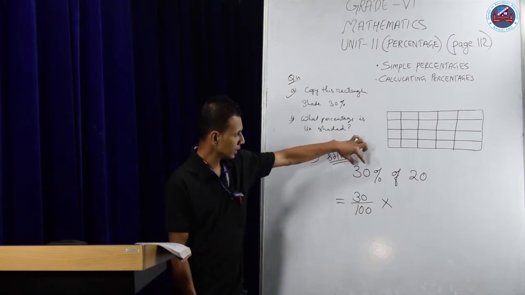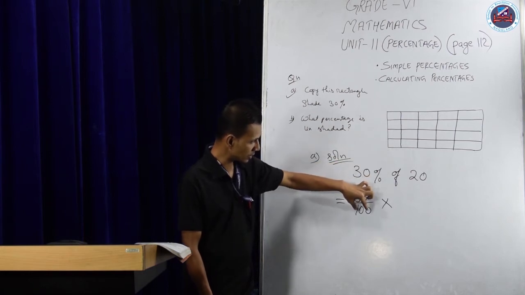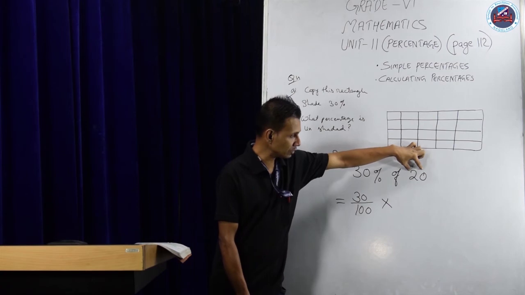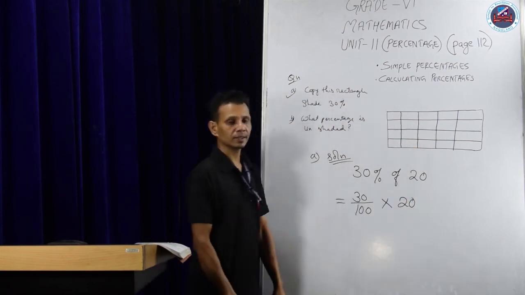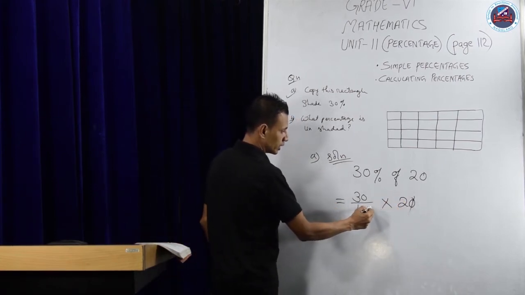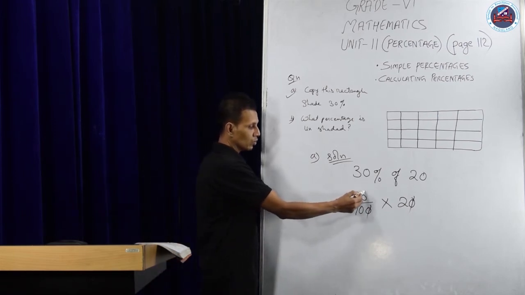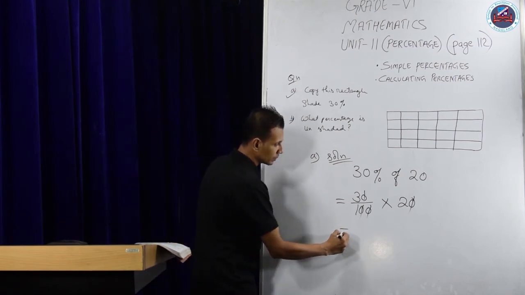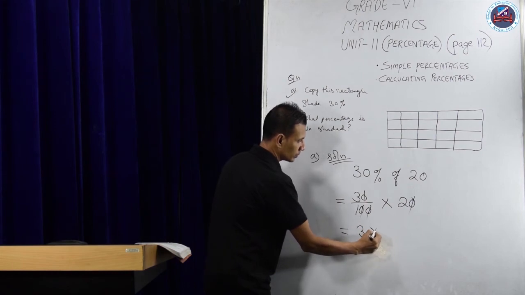Agree? 30, I wrote it. Percent means out of 100. Of means multiply sign. Now what is left? 20. You see that? Can I cancel numerator 10 and denominator 10? Of course. Another numerator 10 and denominator 10. Yes. What is left? Only 3 in 2. 2.